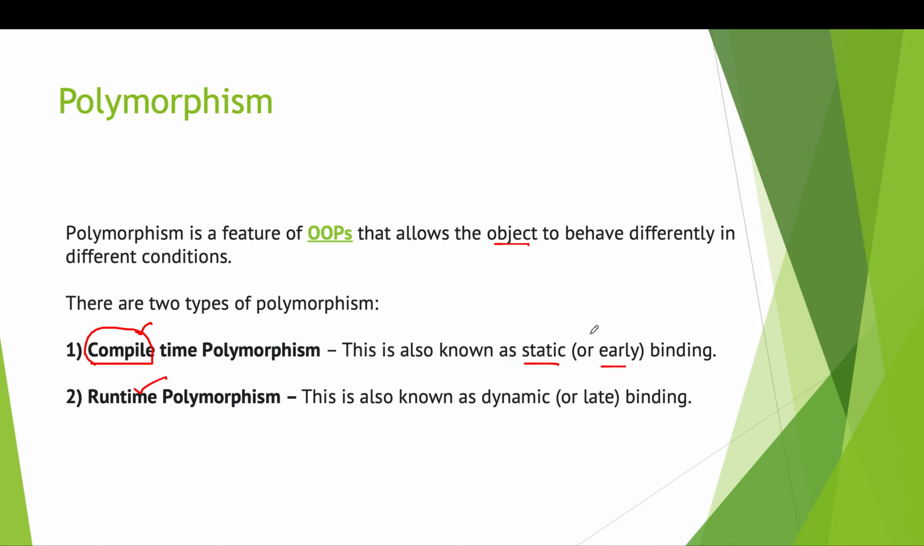A question might be asked, what is early binding. So you need to remember that compile time polymorphism is also known as static binding or early binding. Next is runtime polymorphism. At runtime, during the time of execution, it will be decided how that particular object is going to behave, and this is called dynamic or late binding. First compilation is done and after that the run time comes, so compile time is early binding and run time is a later stage binding, or late binding.